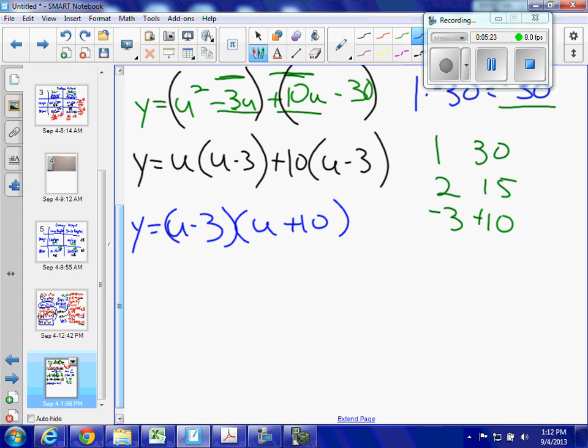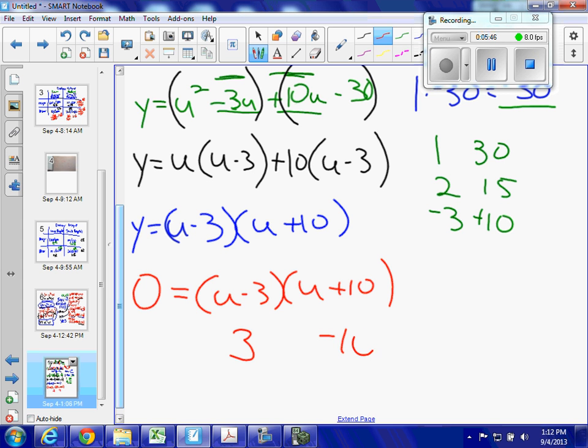Well, I need to factor this. I'm looking for the roots. I'm looking for the zeros. That means I want my y here to be 0. So 0 equals u minus 3 times u plus 10. That means u can either be equal to positive 3 or negative 10. U can be equal to either of those two things.